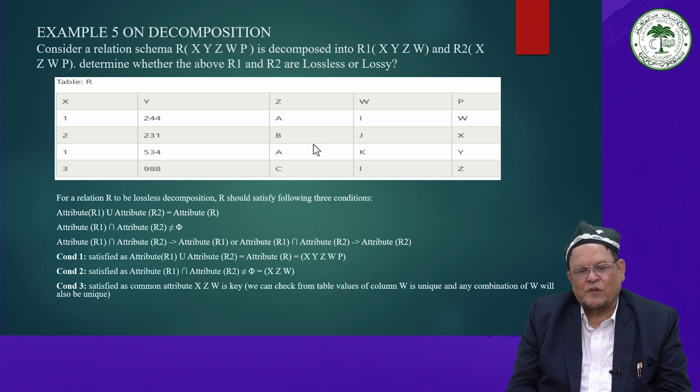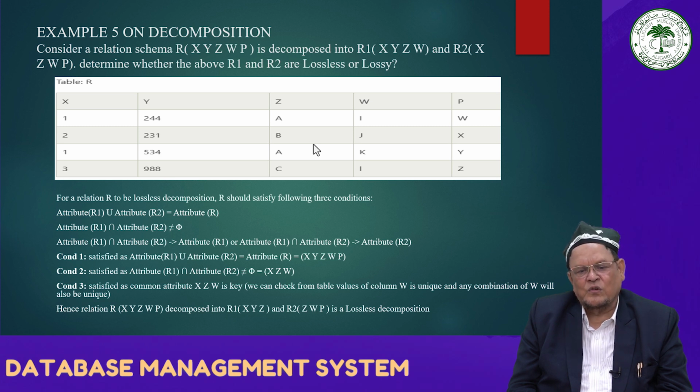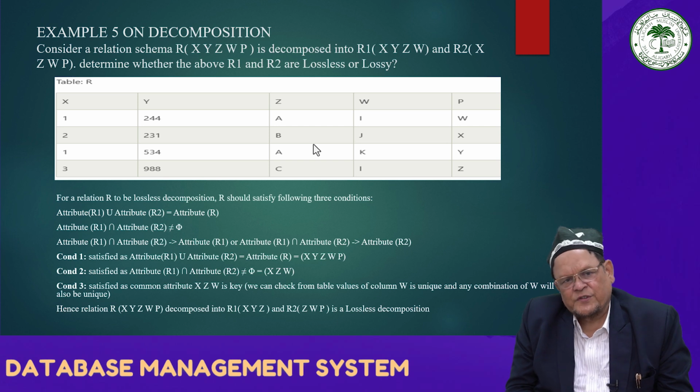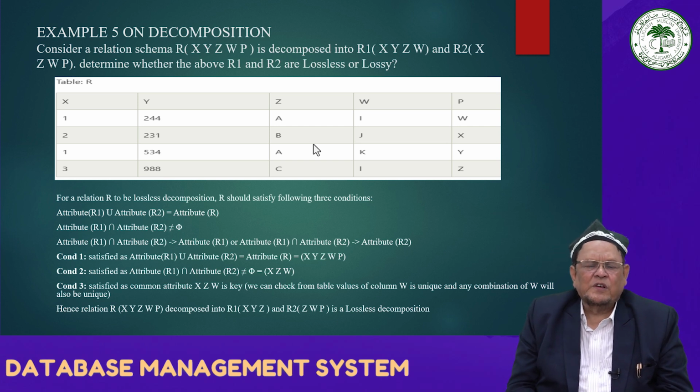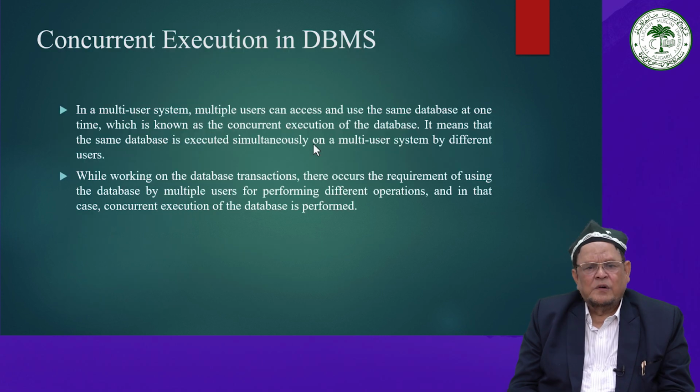We can check from the values that W is unique, and any combination with W will also be unique. Hence the relation R containing the attributes X, Y, Z, W, P decomposed into R1 and R2 is a lossless decomposition. In this way, by giving different examples, we are able to find whether the decomposed relation is lossless or lossy.